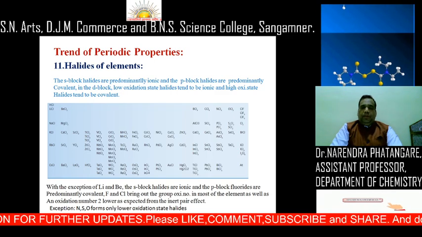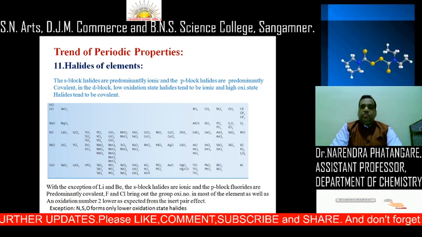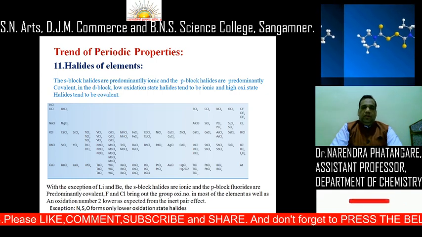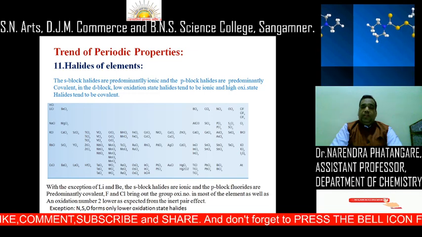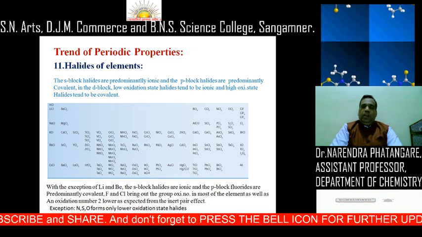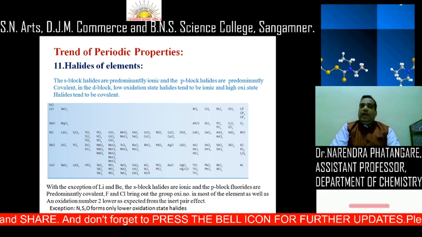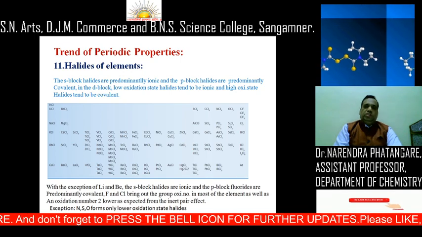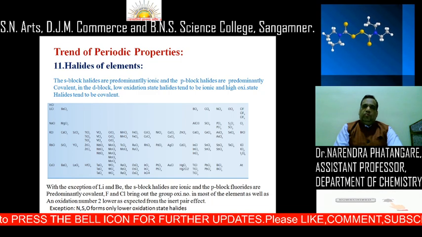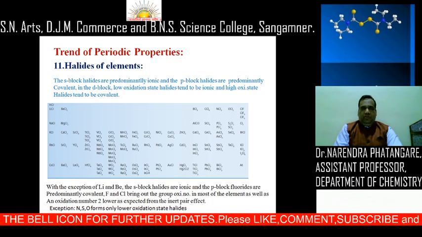Fluorine and chlorine bring out the group oxidation number in most of the elements, as well as an oxidation number two lower, as expected from the inert pair effect. Exception: nitrogen, sulfur and oxygen form only lower oxidation state halides. That is a very important characteristic that we have to remember to attempt the different questions in competitive exams.